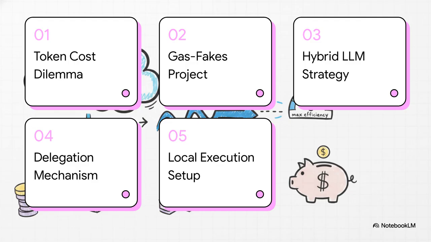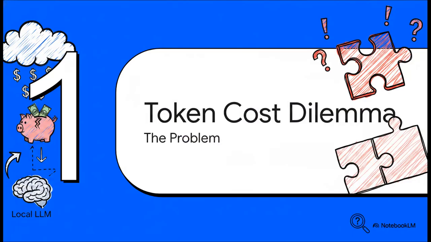Okay, so here's our roadmap for today. First, the token cost dilemma. Then, we'll check out the GasFakes project, unpack the whole hybrid LLM strategy, dig into the delegation mechanism, and wrap up by setting up local execution. Section 1. The token cost dilemma.